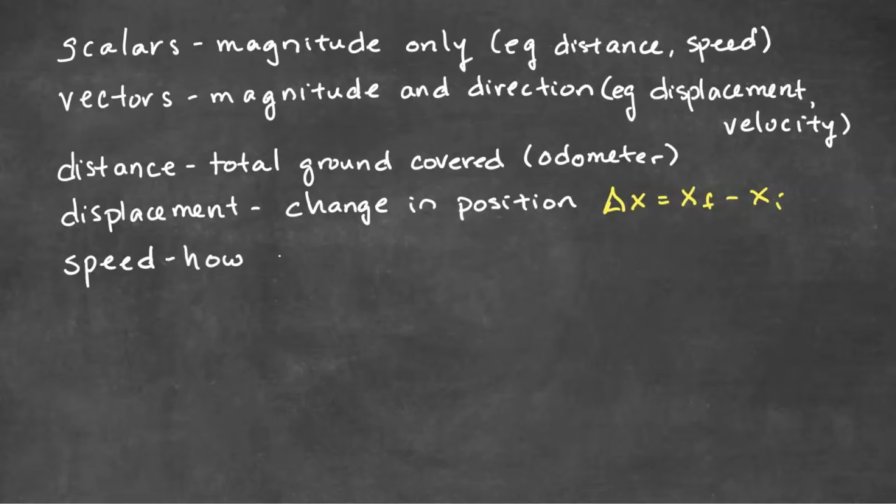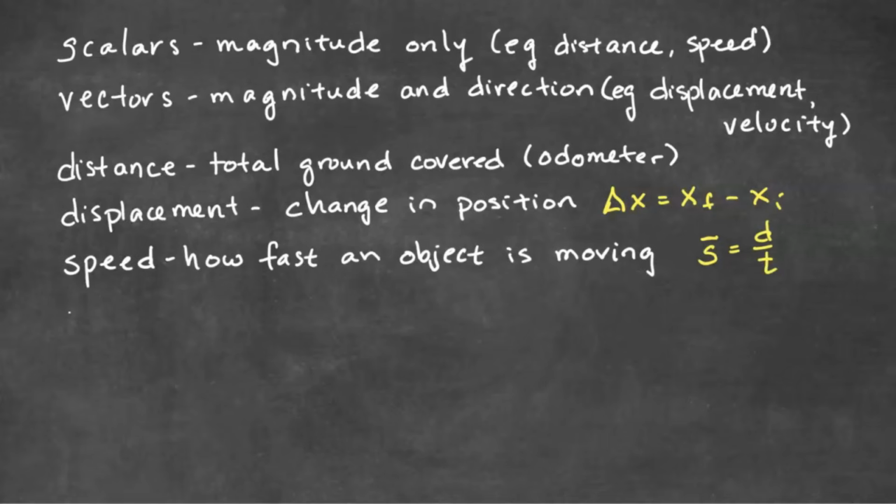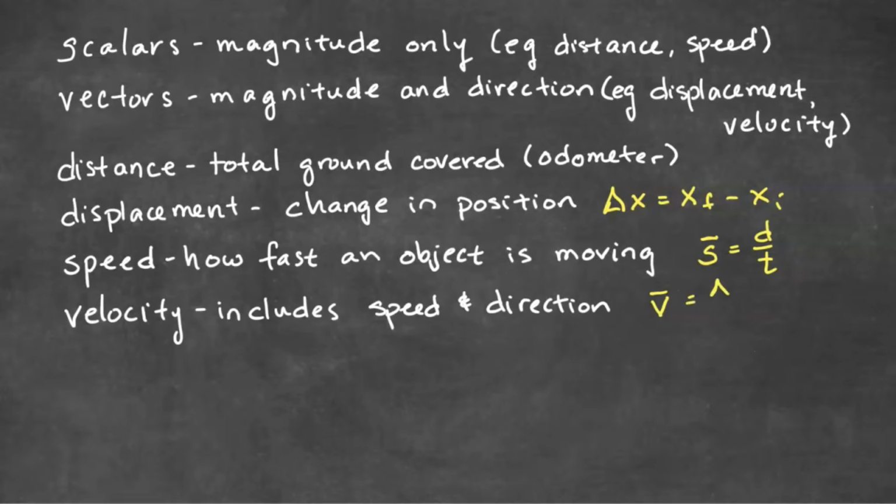Speed is how fast an object is moving, and the equation for average speed is distance over time. You'll notice there's a bar above the s that just means average. Velocity includes both speed and direction, and the equation for average velocity is displacement over time.